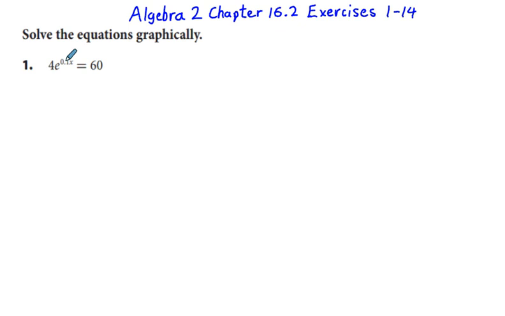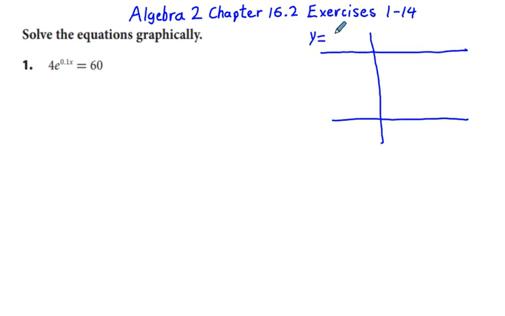We have 4e to the power of 0.1x equals 60. Generally, graphically, this is going to look like this: if we have a function y equals 60, there's going to be an exponential curve which crosses the y-axis at 4, and there's going to be a solution right here. So we just need to graph this in the calculator and see exactly what this is.